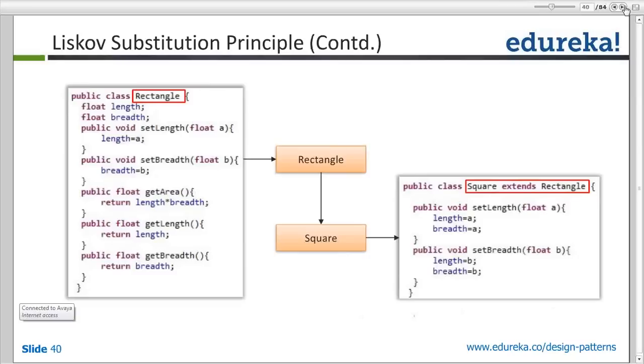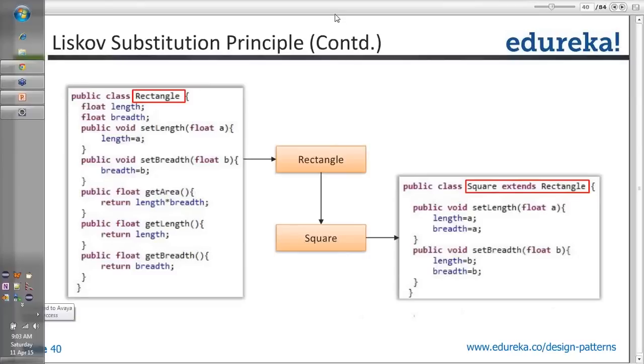That's what the substitution principle is going to talk about. The example we are going to take here is a rectangle and a square, and we will see why this is not really the best of ideas. A rectangle has a length and a breadth, right? You will be able to set those values, and when you say get area, it is going to be a multiplication of length and breadth.